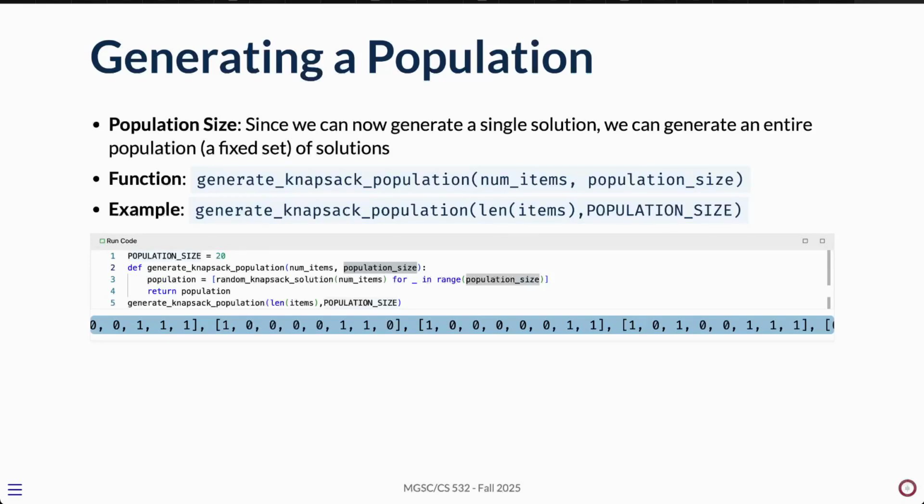Okay, so larger populations maintain more diversity and are less likely to get stuck in local optima, but they require more computational resources. And on the flip side, smaller populations often converge faster, but they might miss good solutions. And so the optimal size depends on problem complexity and also how much available computational resources and how much time you have.